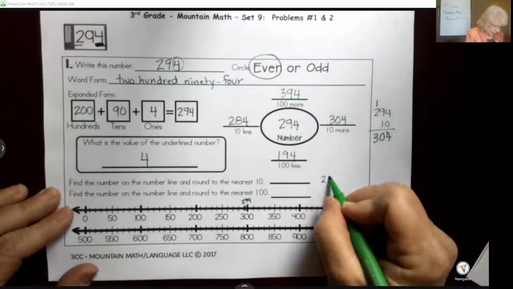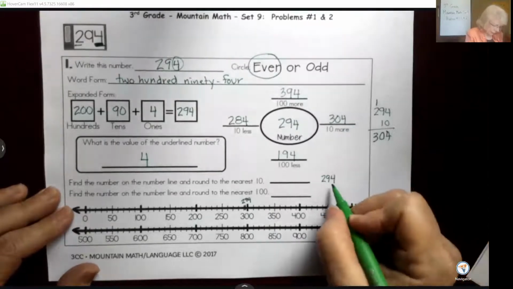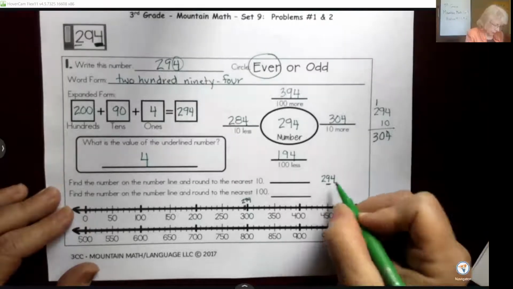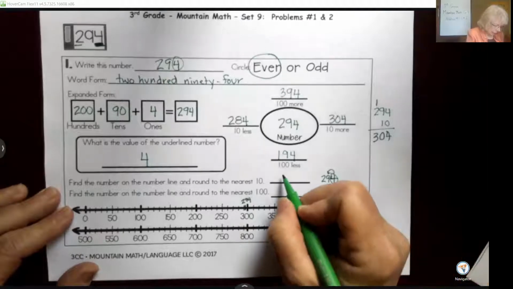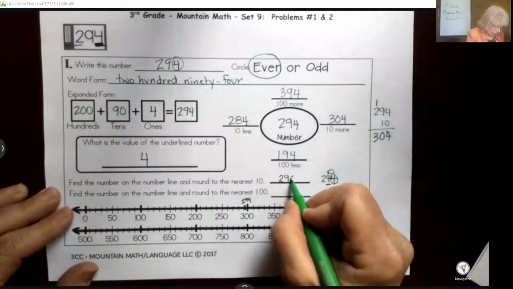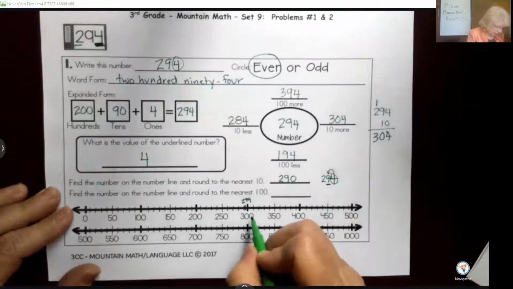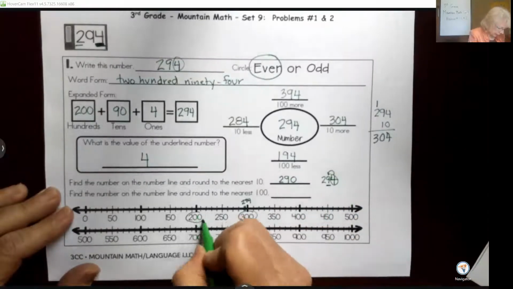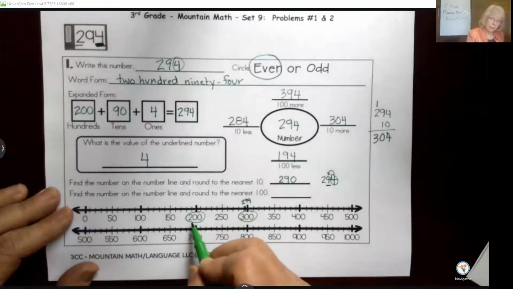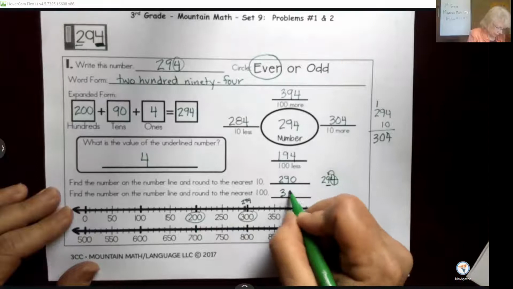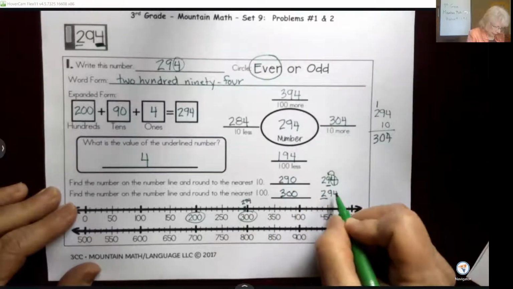Rounding to the nearest 10 is a little hard to see there, so we could go over here and use this system where we're going to underline the tens place, circle the 1 next to it, and it tells us not to go up 1. So rounding to the nearest 10 is 290. Rounding to the nearest 100, we can see on the number line. Clearly it is closer to 300 than it is to 200. So this would be 300, and if we did it this way, it would also work.